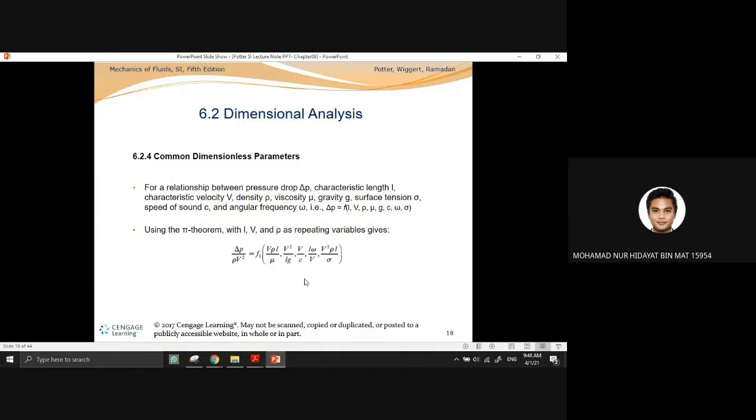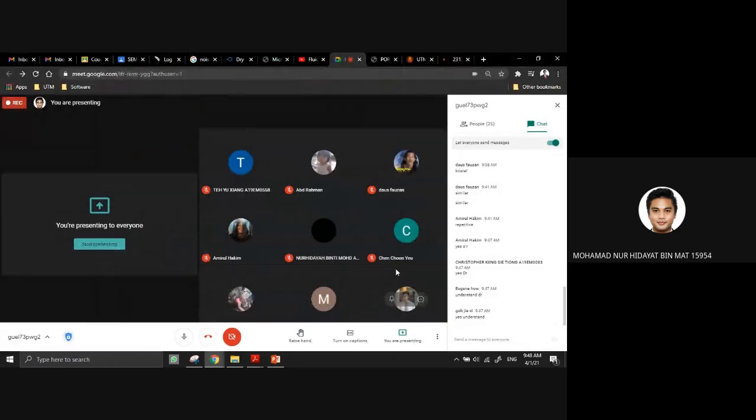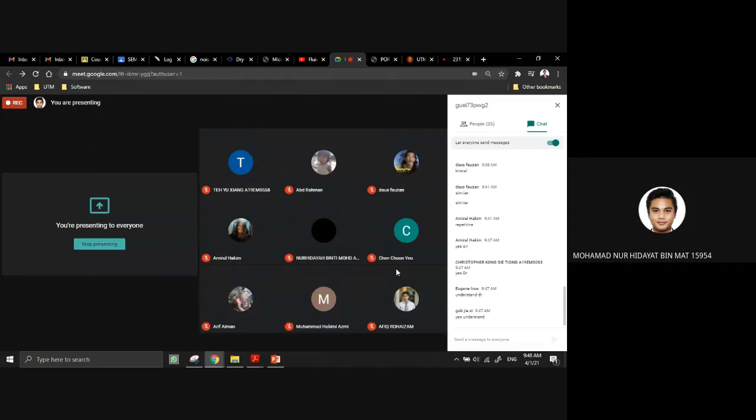Okay. Next, we proceed with the similitude. So in this similitude, remember that similitude is predicting the prototype condition with the model condition. Please comment there. What do you understand by the prototype? What's the difference between prototype and model?